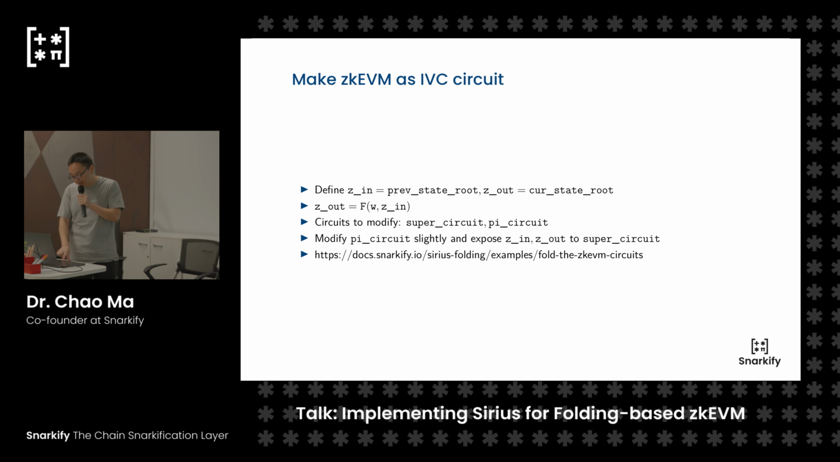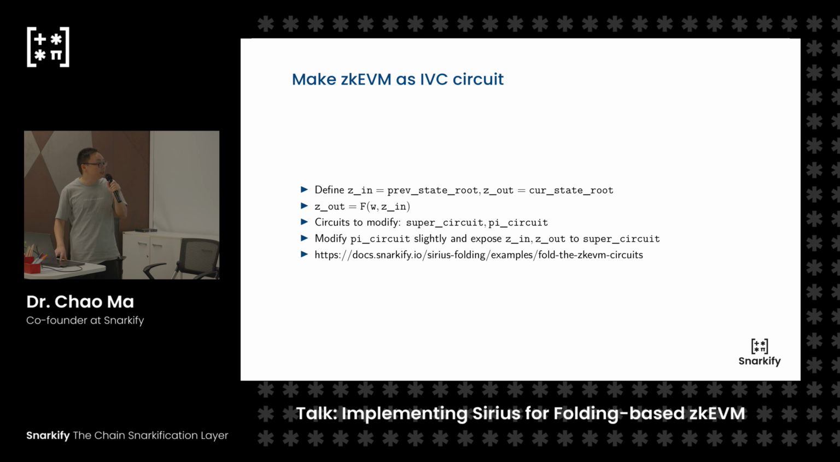As I mentioned, we will define the Z-in and Z-out as previous state root and current state root. The function f, you can imagine as one transaction or a bunch of transactions. It will modify the state root. And W is all the necessary auxiliary data, including the transactions or some other metadata. After we define the in and the out, we will modify the public input circuit a little bit and expose the in and the out to the upper level.